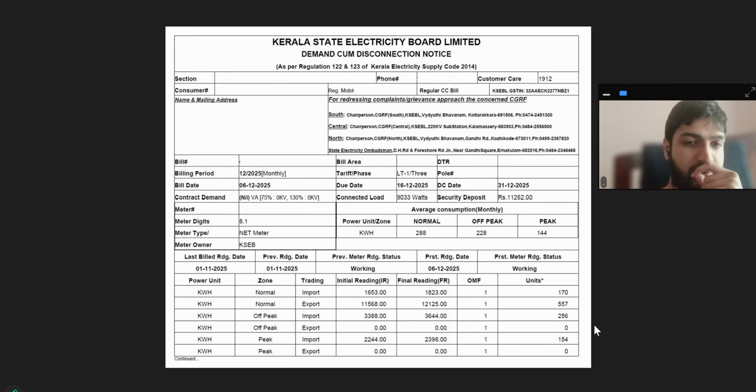For peak time also, for off peak is 10 p.m. to 6 a.m. rather. Peak will be 6 p.m. to 10 p.m. Again, there is no export. Import will be 2398 minus 2244, that is 154 units. So that's how the consumption is calculated as per the time zone.